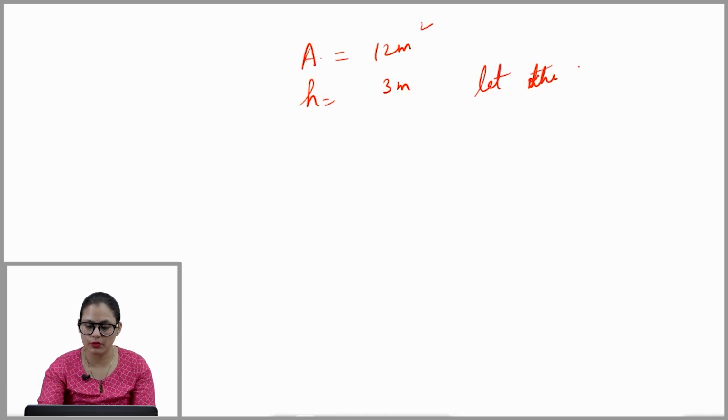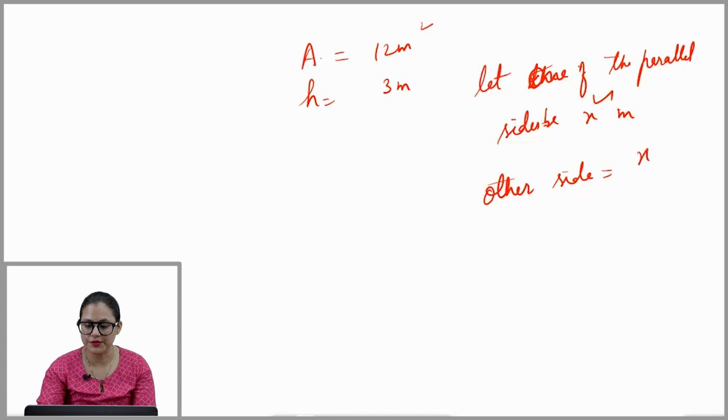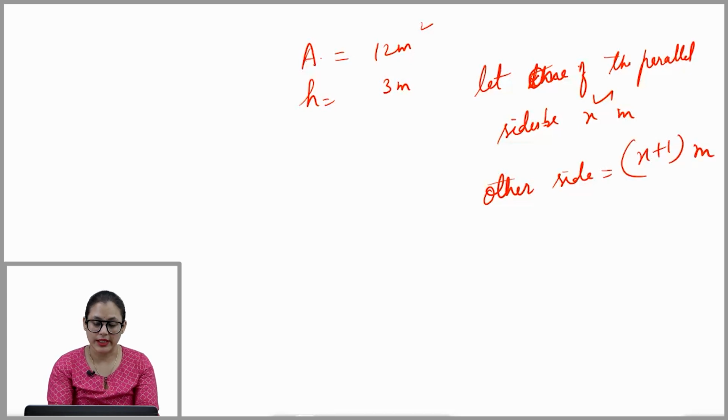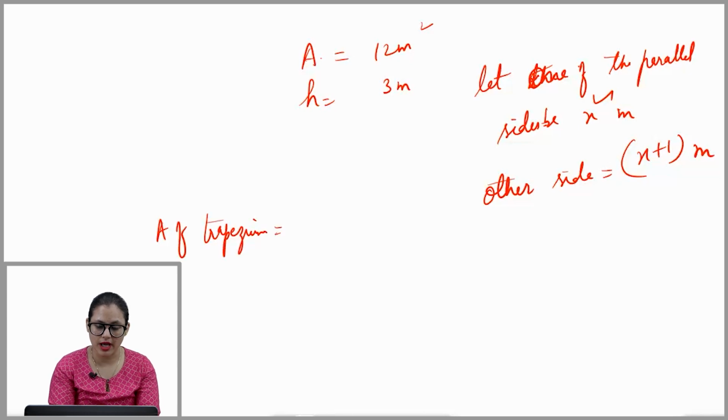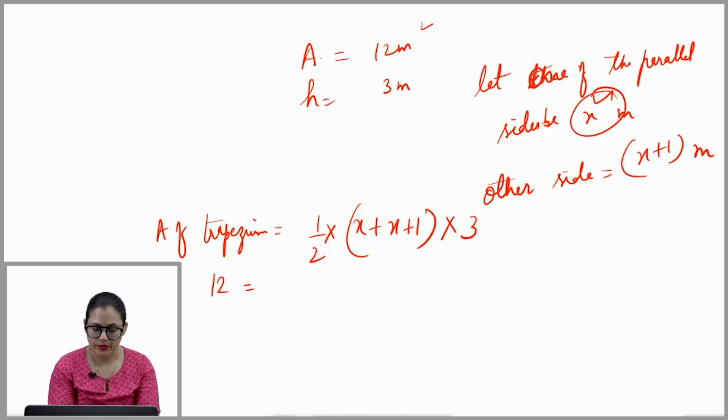Let one of the parallel sides be x meters. So what is the other side? The other side is 1 more than the first side, that is x plus 1 meters. Now let's find the area of the trapezium. The area of a trapezium is half into the sum of parallel sides, that is x plus x plus 1, into the height, which is 3, and the area is also given here. So half into 2x plus 1, into 3.